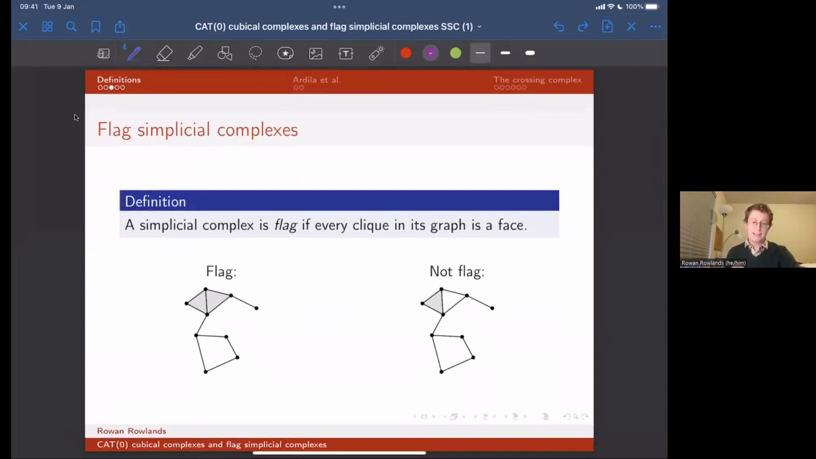A simplicial complex is called flag if you can build it by looking at its graph, finding every clique in the graph, so that's every complete subgraph, and then turning that into a face of the simplicial complex. So for example, this complex on the right here is not flag because these three vertices here form a K3 in the graph of the simplicial complex, but they don't form the vertex set of a face of the simplicial complex. Right, so flag simplicial complexes, you can build them from their graphs by including every possible face, in other words.